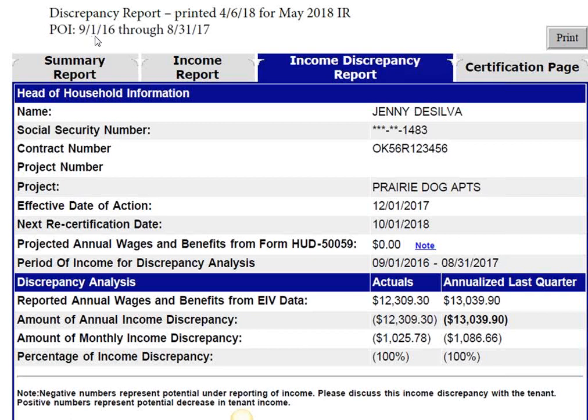So when you look at this discrepancy that you've printed as you're getting ready to do my May 2018 interim, the most current cert that's in the track system and the most current cert that's in my tenant file, when you open up my tenant file, is a 12/1/17 cert. What type of cert is that?